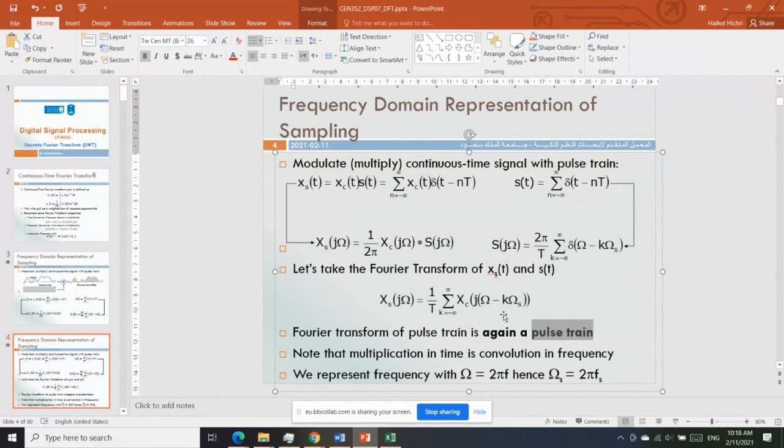It is also a set of pulses because there is no integral here, it's a sum. k is discrete: 0, 1, 2, minus 1. So the Fourier transform is a pulse train. If x_s is a train of pulses, then the Fourier transform is a train of pulses. Note that multiplication in time is convolution in frequency, and we represent the frequency with omega, which is 2 pi times the frequency. Hence, of course, omega_s is 2 pi times the sampling frequency, f_s.